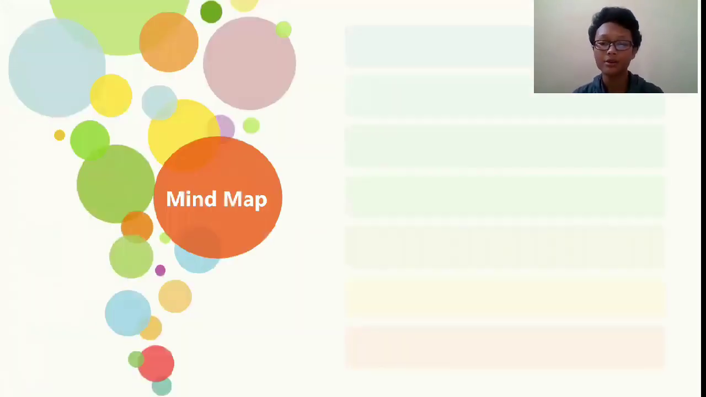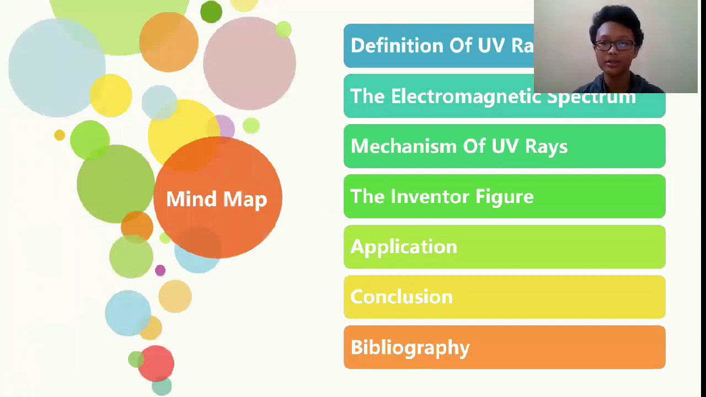First, I will explain to you about the definition of UV rays, the electromagnetic spectrum, mechanism of UV rays, inventor figure, application, conclusion, and analysis by Leo Gray.